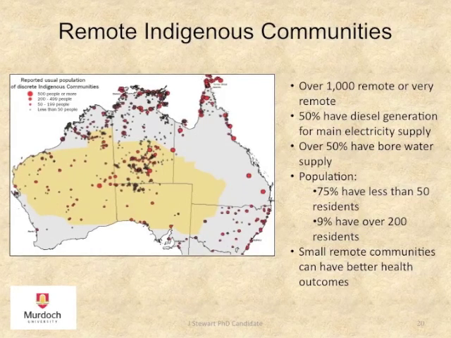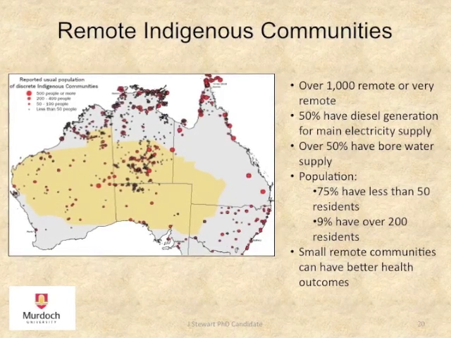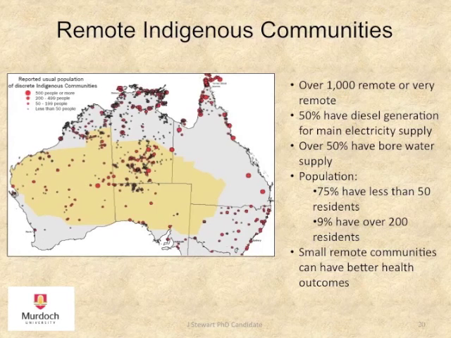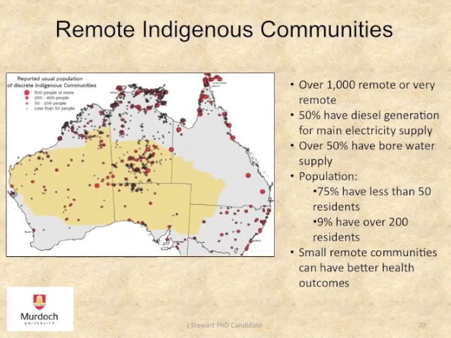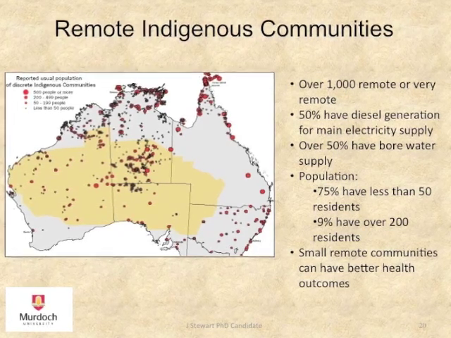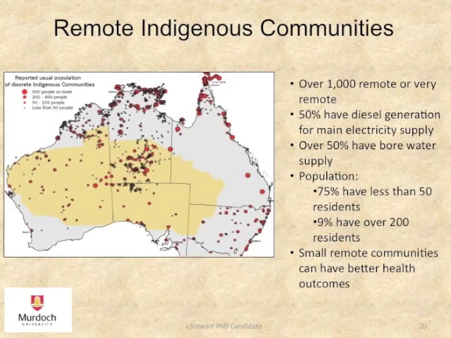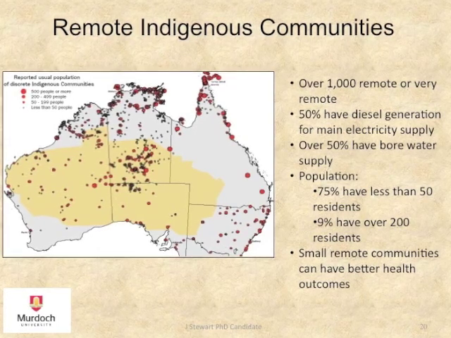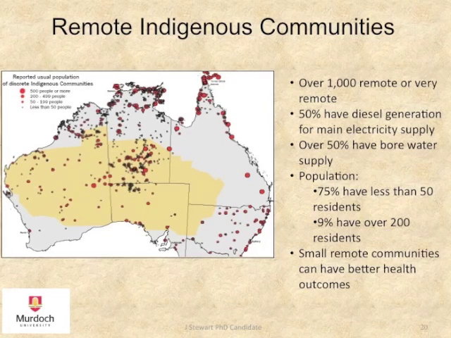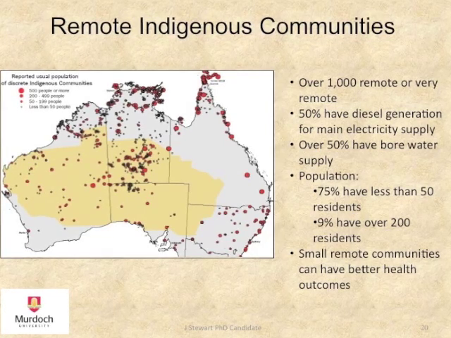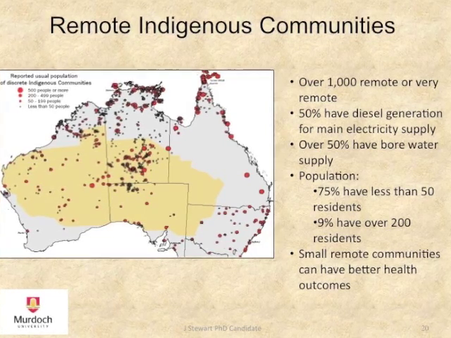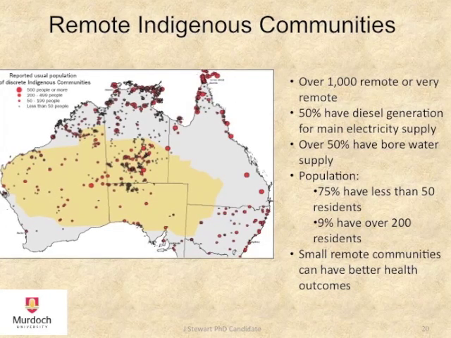There are over 1,000 Indigenous communities that are classified as remote or very remote in Australia. Over 50% of these communities rely on diesel-generated power for their main source of electricity. Over 50% also have water supply by bore water, which needs to be pumped from groundwater sources. About 75% of the communities have less than 50 residents and 9% have over 200.